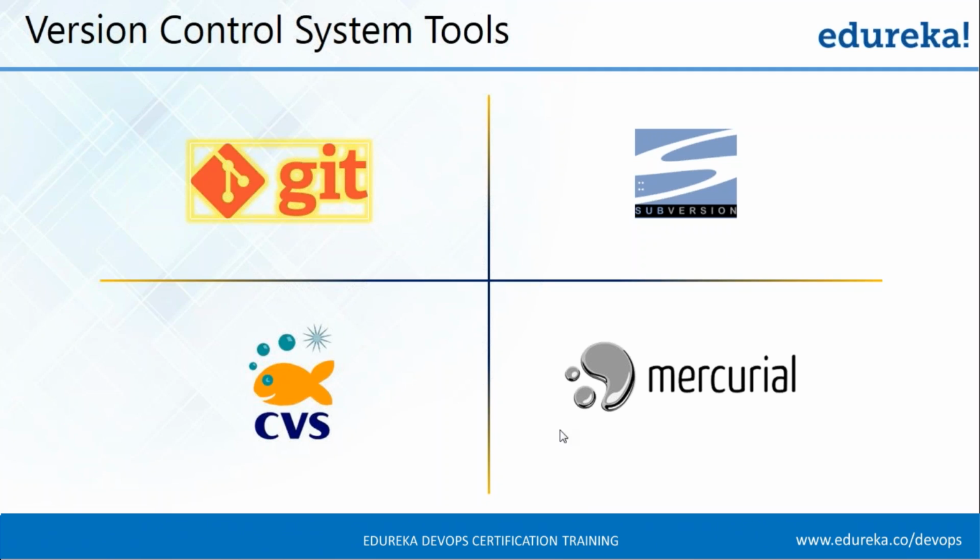And Mercurial, on the other hand, is very similar to Git. It is also a distributed version control tool, but we'll be learning all about Git here. That's why Git is highlighted in yellow.